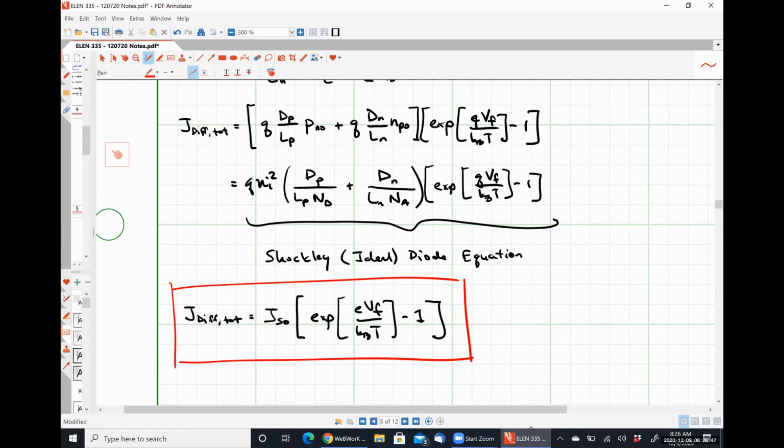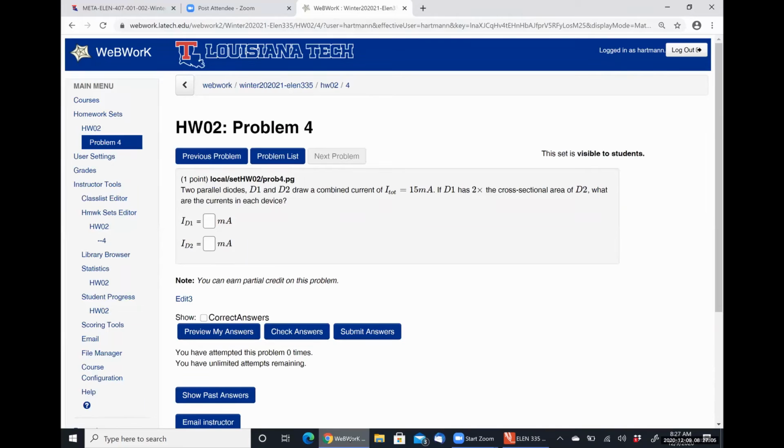If we want the current, not the current density, what do we do to this? We multiply it by the cross-sectional area. So I ask you again, if diode 1 has twice the cross-sectional area of diode 2, what's the ratio of the currents there? 2 to 1, right? So diode current 1 is going to be twice as large as diode current 2, which means ID1 is 10 milliamps and ID2 is 5 milliamps.